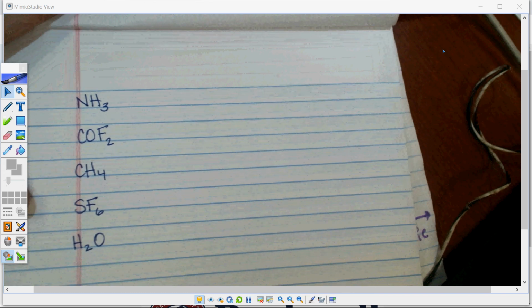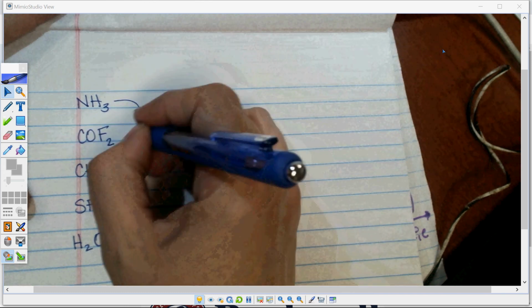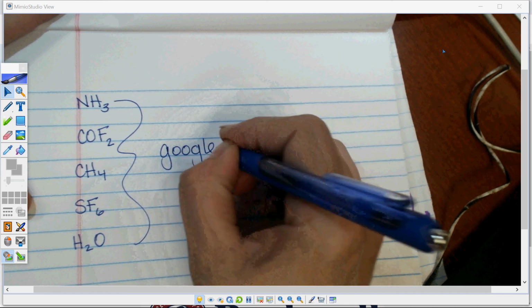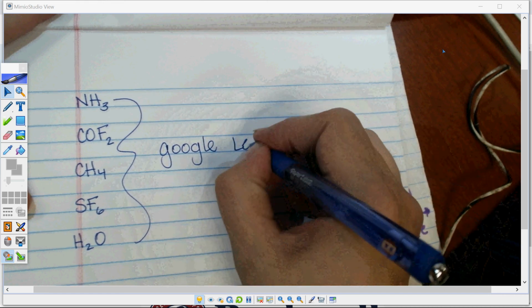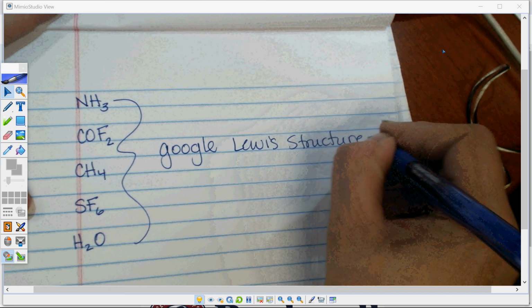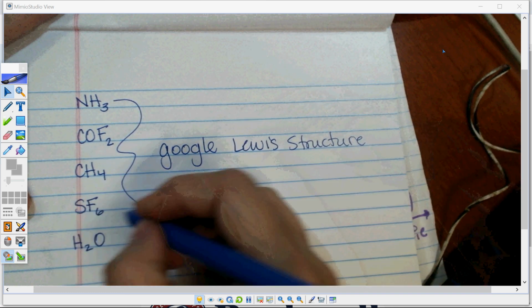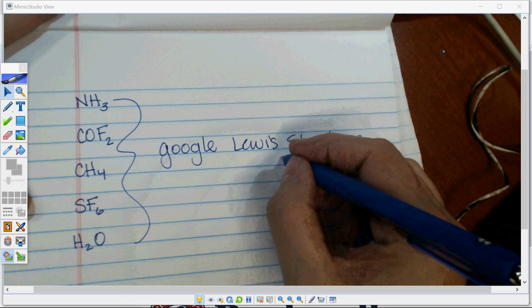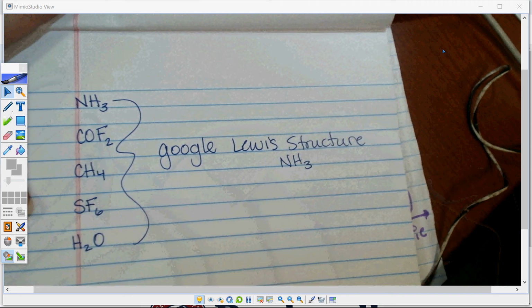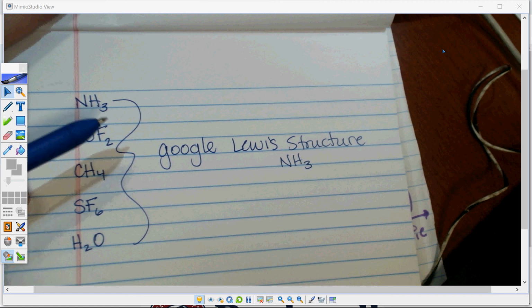So practice those. Once you have them done, just Google Lewis structures and then type in each of these things, so Lewis structure of NH3, and compare what you got to the image that they provide you, and that's how you know if you're doing it right.